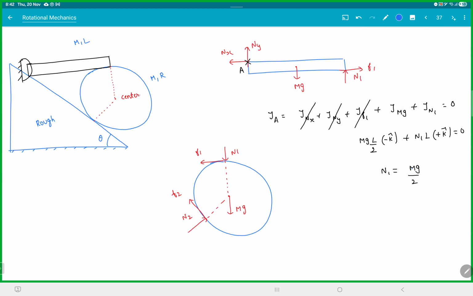And what about this angle here? If this is theta, this angle will be 90 minus theta. So this angle is also theta.